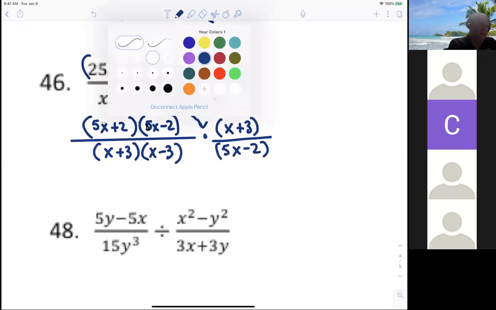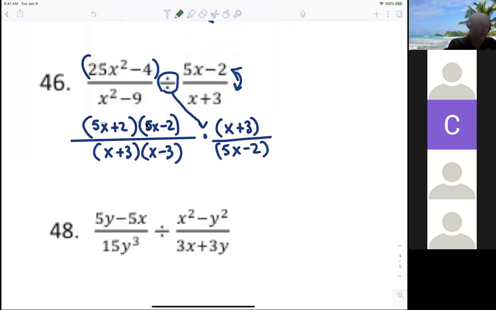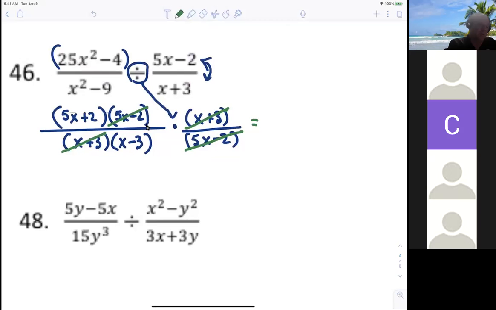From there, let's go ahead. 5x minus 2, 5x minus 2, x plus 3, x plus 3. So we're left with 5x plus 2 over x minus 3. All right, any issues? Any issues, guys? All right, again, remember, just factoring. All right, here we go.